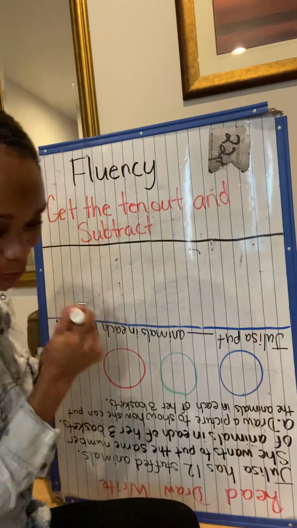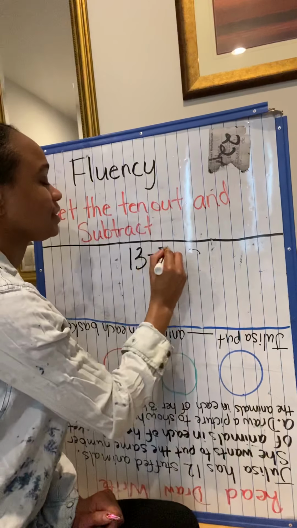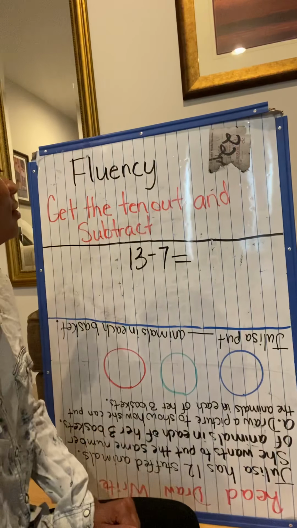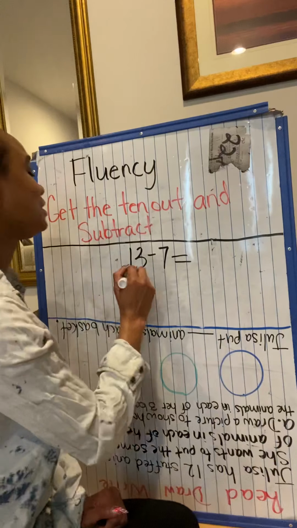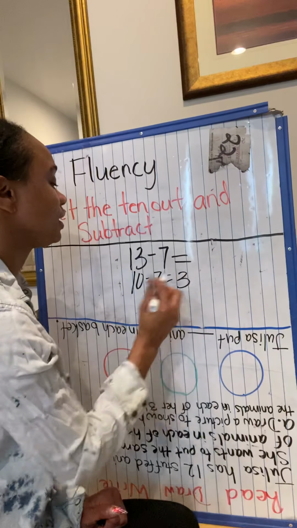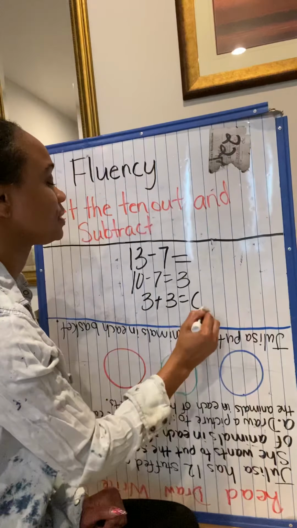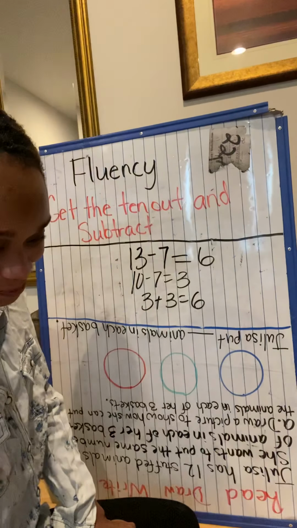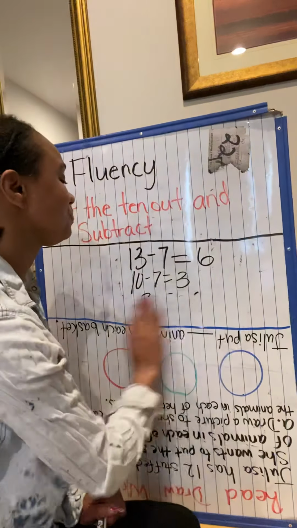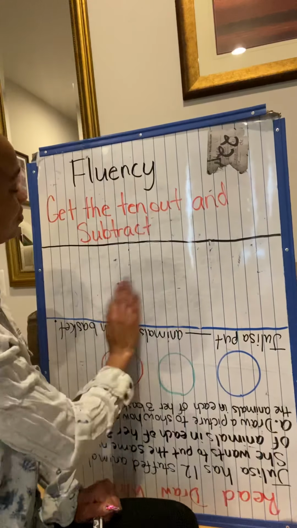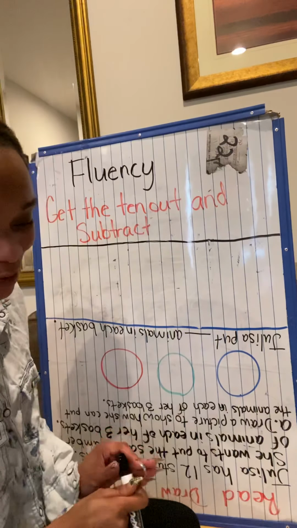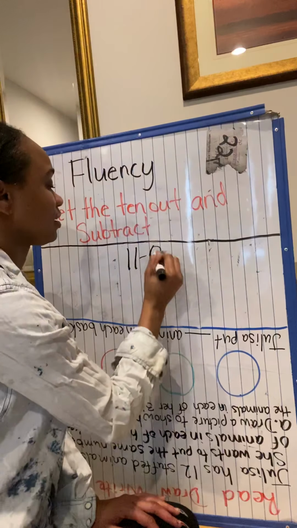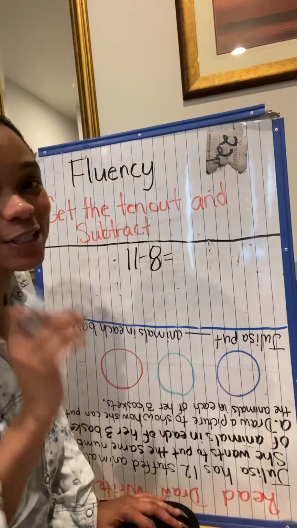Now we're going to do 13 minus 7. Go ahead, give me a number sentence to take out the 10, starting with 10. If you said 10 minus 7 equals 3, and 3 plus 3 equals 6, which makes 13 minus 7 equals 6, you're exactly right. Let's keep going. You should be doing this in your head. Remember, this is fluent mental math. 11 minus 8. Your turn. Go.